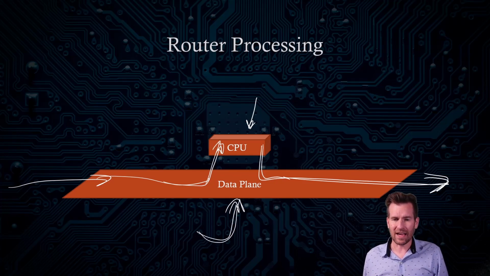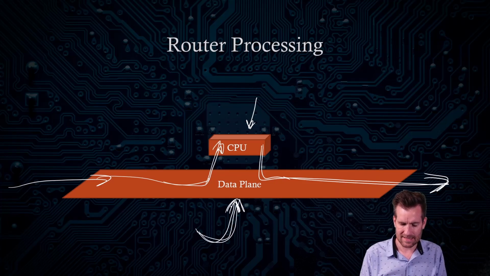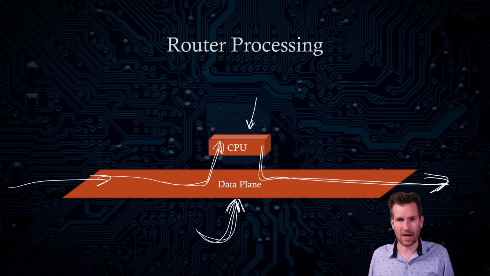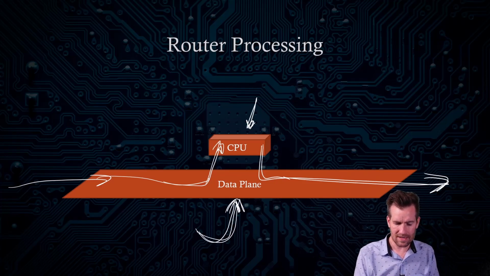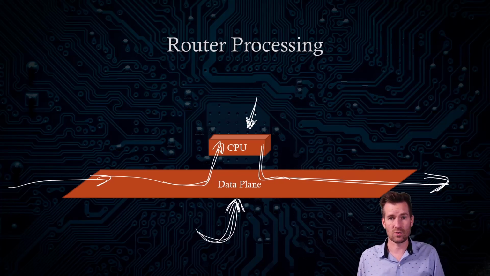Now, the advantage to the data plane is the data plane can speed up the process. Whereas if it has to go to the CPU, that's going to slow down the process. So there are a couple ways that this interplay can happen between what gets processed on the data plane and what gets processed on the CPU.